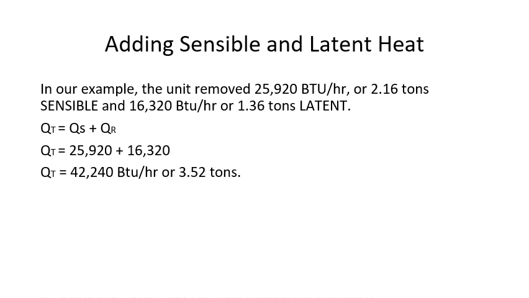What did our system that we just tested produce? Well, in our example, the unit removed 25,920 BTUs per hour of sensible and 16,320 BTUs of latent heat. So to calculate total heat, we just add those two numbers together, sensible plus latent, and we arrive at 42,240 BTUs per hour, or 3.52 tons. So this system is operating right around 3.5 tons. Very easy formula to plug in, just adding those two numbers together, sensible and latent.